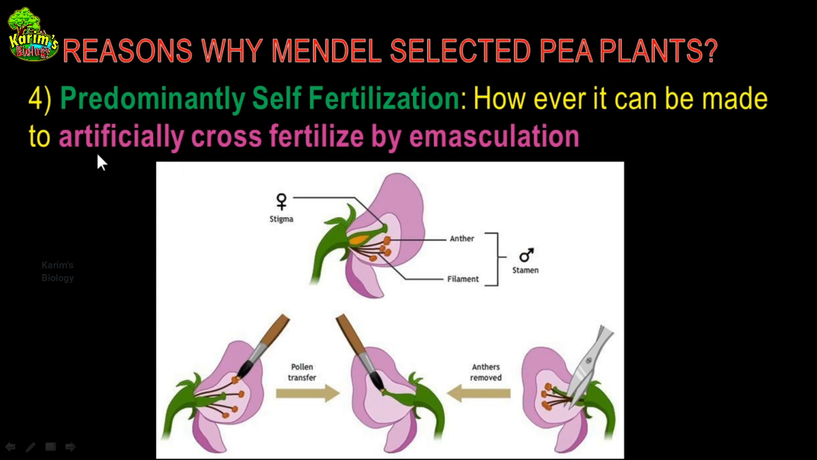Okay, see, emasculation. Artificially cross-fertilized by emasculation. Emasculation is a method of removal of the male sex organs of the flower. What are the male sex organs of the flower? Androecium are the male sex organs of the flower. Emasculation is the method of removal of male sex organs. Look at this picture here. In this picture, with the help of a scissor, this man is cutting down the anthers. With the help of the scissor, anthers are removed from a flower.